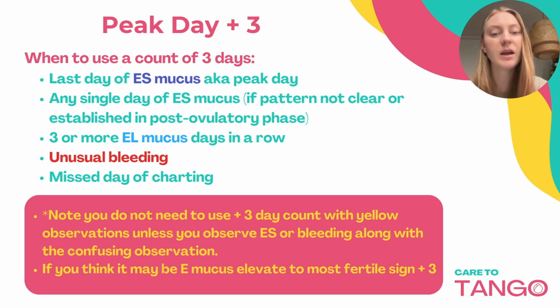If you think it may be E mucus, elevate that to the most fertile sign and then do a peak +3. So remember that yellow observations, when we are uncertain or confused, when we're first starting to chart, we're going to deem that day fertile, but we don't have to add the count unless you see other observations with it.